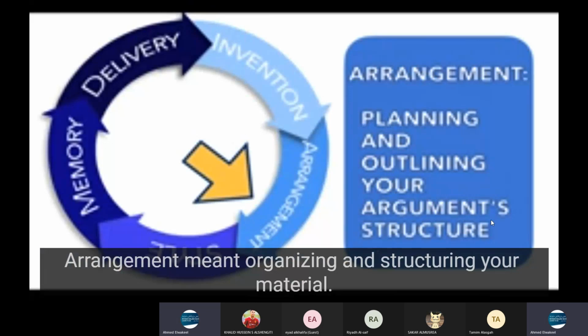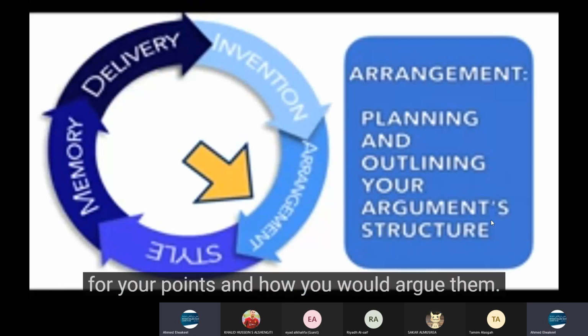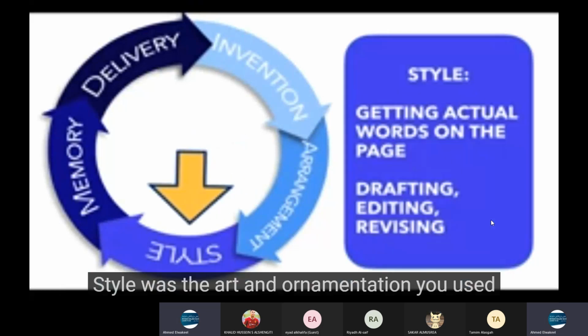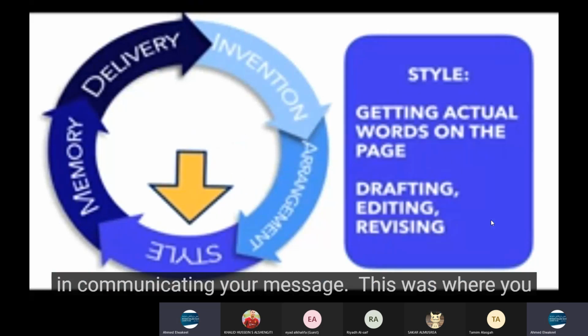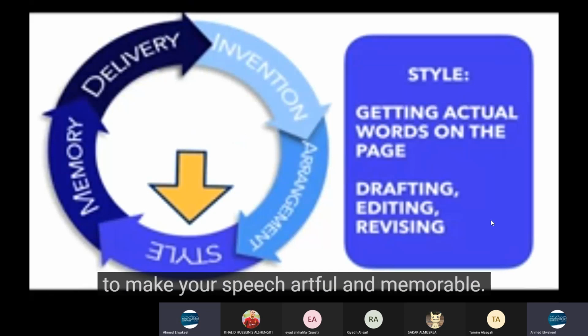Arrangement meant organizing and structuring your material. This was where you decided on a format and an order for your points and how you would argue them. Style was the art and ornamentation you used when communicating your message. This is where you focused on the actual words you would use to make your speech both artful and memorable.